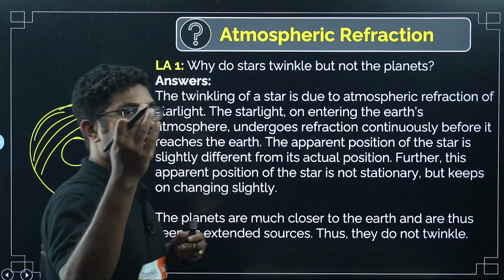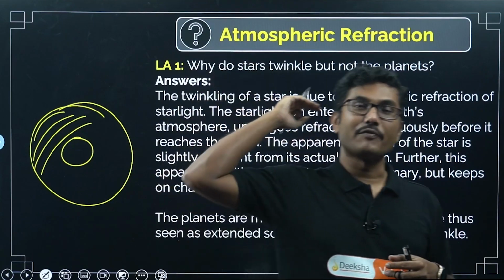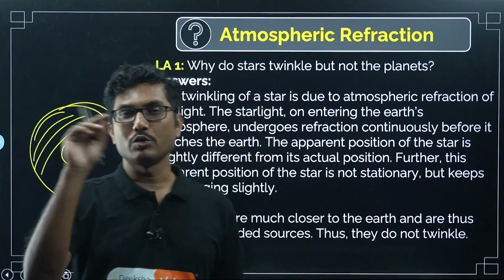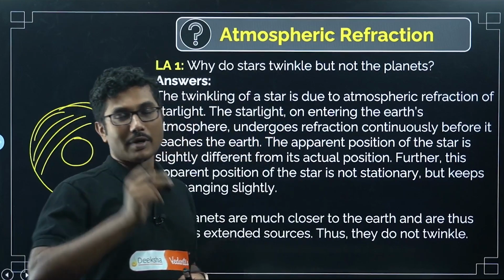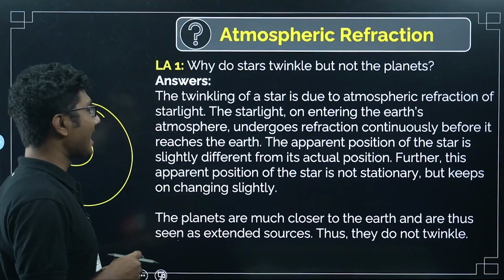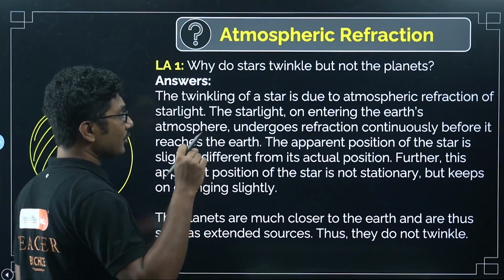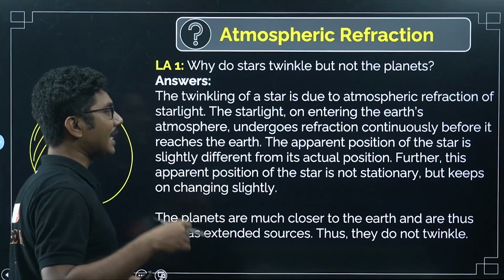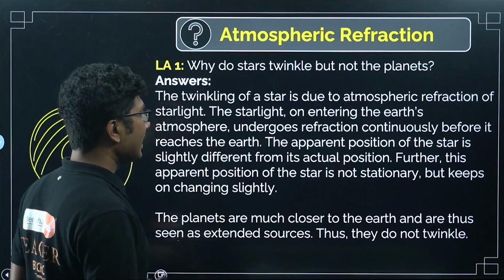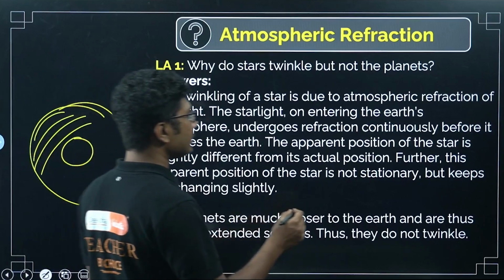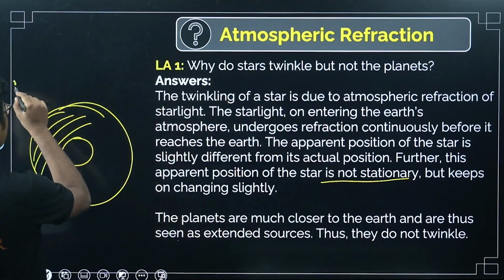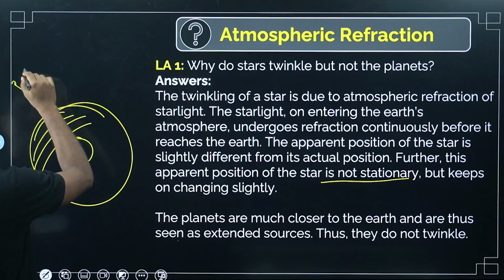So the light ray coming from a very distant object, only one or two rays are coming from that star. And those rays are going through multiple levels of refraction. Because of that, the position of the star is slightly different from its actual position. So first of all, we don't see the star at its actual position, but this apparent position of the star is also not stationary. Suppose the ray is coming here and we are seeing the star here.